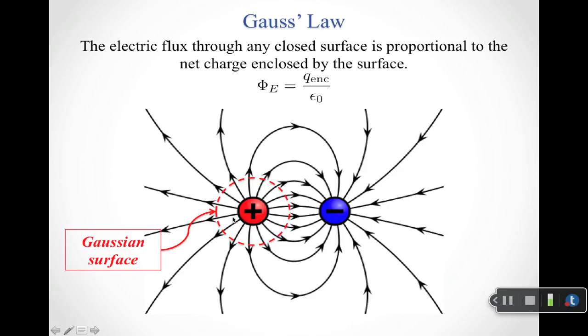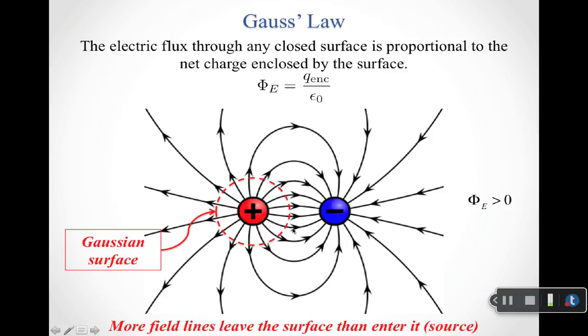So you'll notice here's a situation where all the field lines through my Gaussian surface are pointing outward. So they're going outward through my Gaussian surface. This is a situation where I have positive electric flux. So what this means is I have a positive value for the electric flux through a closed surface when more field lines leave the surface than enter it. One way that you may hear people talk about this is to say that your Gaussian surface contains a source.